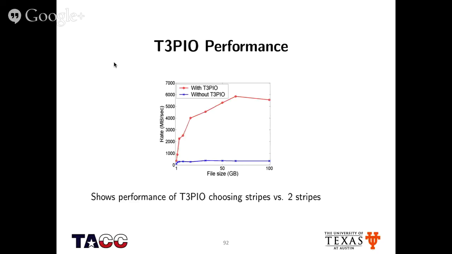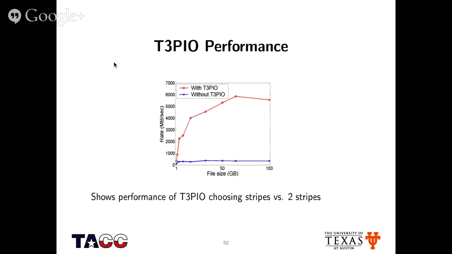The reason I'm doing so much better with T3PO is that the blue line is just 2 stripes. So no matter how big the file is, I'm not getting any parallel performance. No matter how many nodes I've got, I'm not getting any performance. Whereas T3PO will choose a reasonable number of stripes, so you get much better performance out of it.